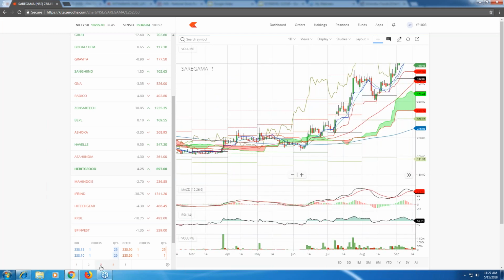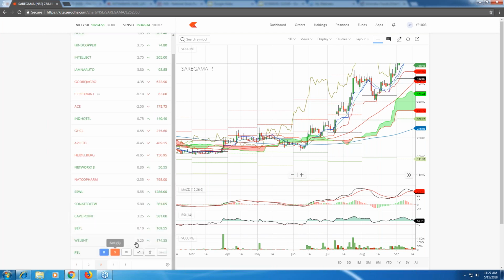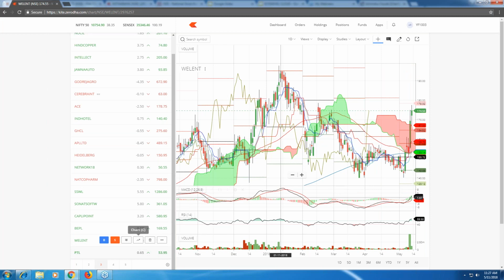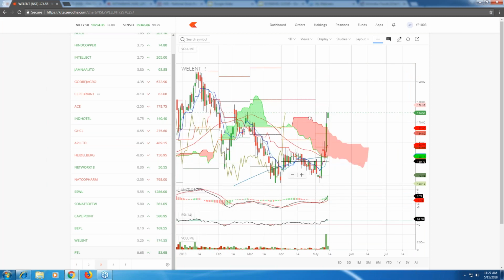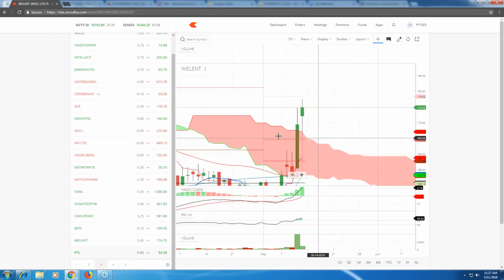I have taken out many stocks today, and one of them is Welspun Enterprises. It has just pierced the cloud today. It looks very, very good to me. Price rejection at the lower levels and piercing of the cloud with volumes. So it looks very good to me.